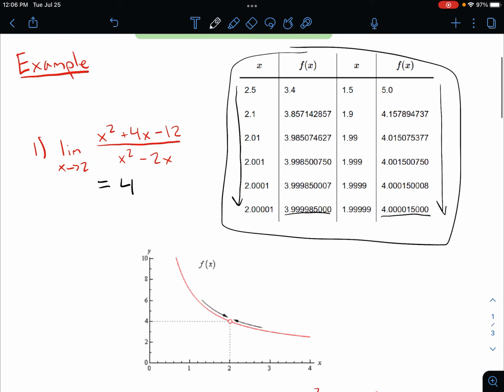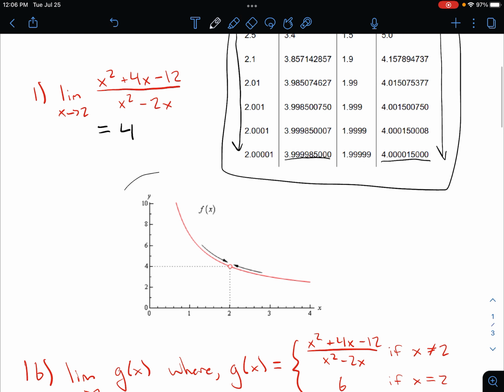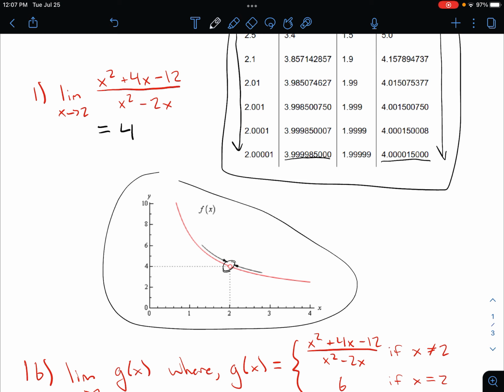Note that when we look at the graph of this function, this function doesn't actually exist at x equals 2, and yet the limit still is 4 because on either side of x equals 2, the equation is steadily approaching that y value of 4. So even though it doesn't exist there, the limit is still 4.